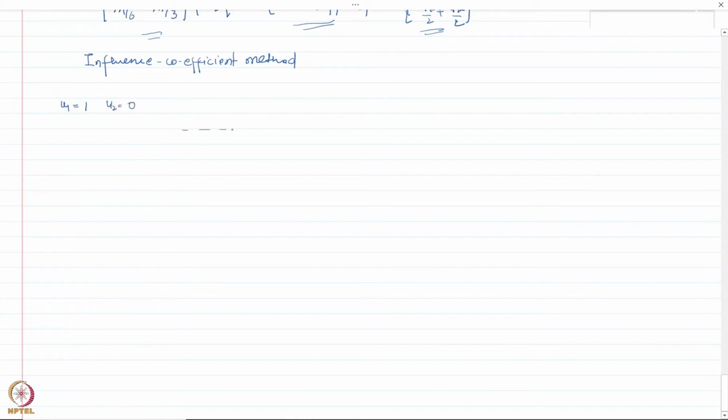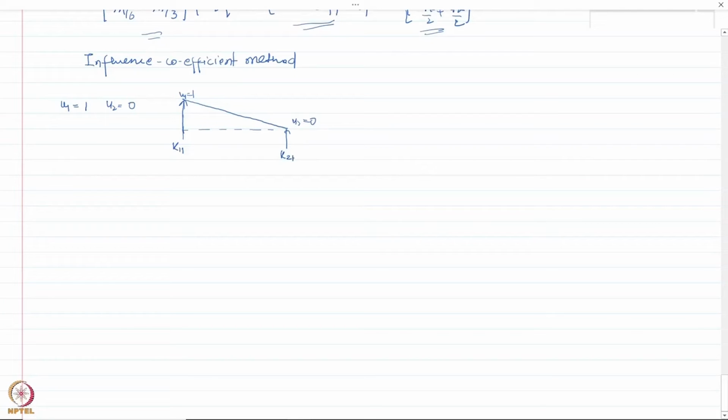Basically the deflected shape would look something like this. So this is my bar here. It has u1 equal to 1 and u2 equal to 0. Now to maintain this shape, we would have to apply forces, which would be the influence coefficients for the stiffness matrix. Those forces would be at degree of freedom 1, the force due to unit displacement at degree of freedom 1, and the force at degree of freedom 2 due to unit displacement at degree of freedom 1. So these would give me K11 and K21.